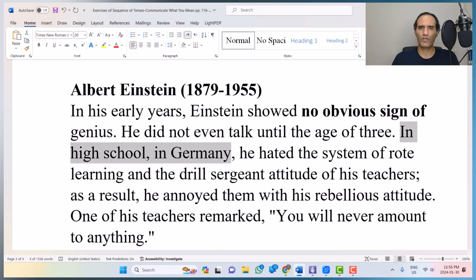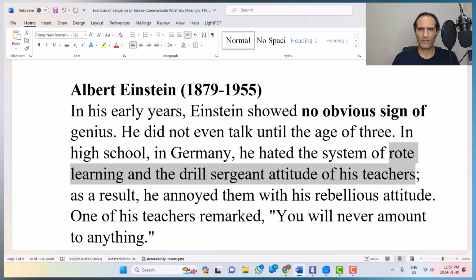In high school in Germany, he hated the system of rote learning and the drill sergeant attitude of his teachers. So what is rote learning? It is the system by which you are supposed to memorize and just repeat and repeat. He didn't like memorizing things. He liked to discover things. And the drill sergeant attitude of his teachers, it is my way or the highway. So that is the drill sergeant attitude. You gotta follow what I tell you. So he didn't like that.